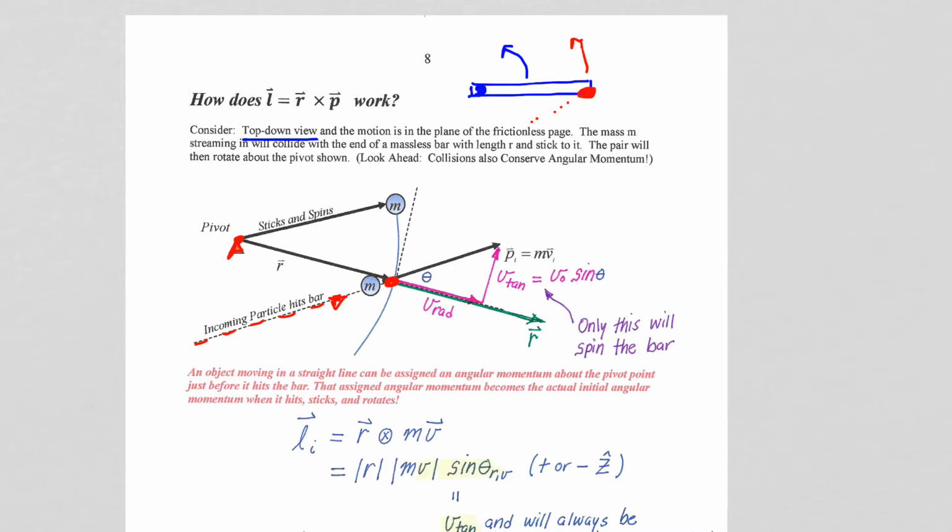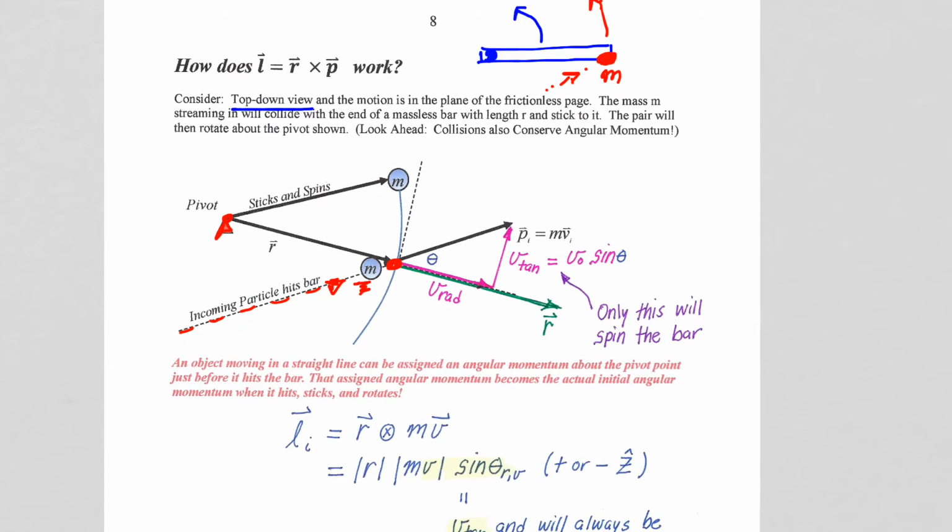So after the mass M hits the end of the bar, the only thing we have is rotational motion. Prior to hitting the bar, the only thing we have is linear motion. And we're going to see how R cross P is going to bridge that gap. It's going to connect the linear motion of the point particle, mass M, to the angular motion that the bar and the mass are going to have after the collision. Well, let's see how it does that.